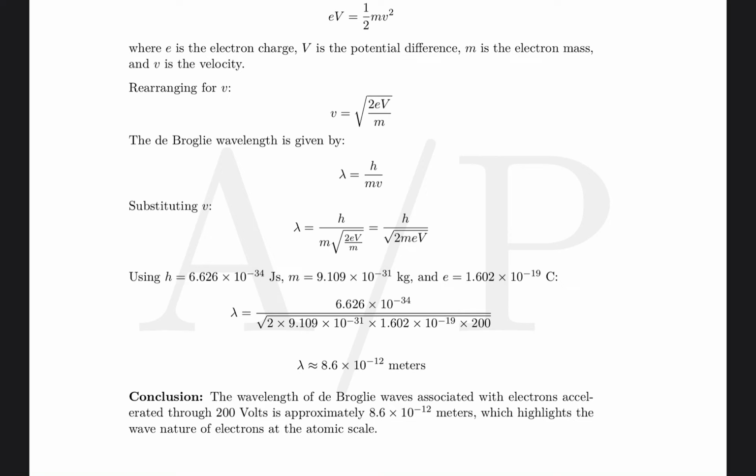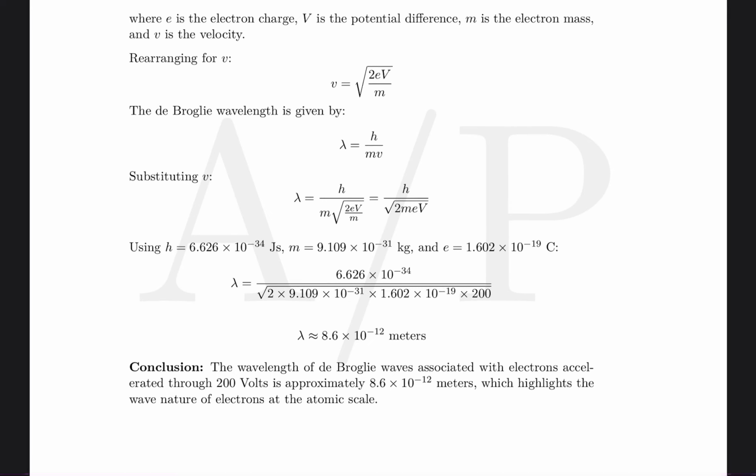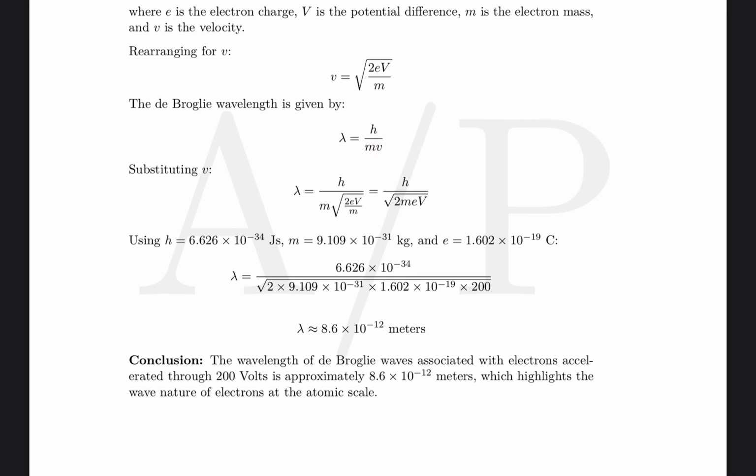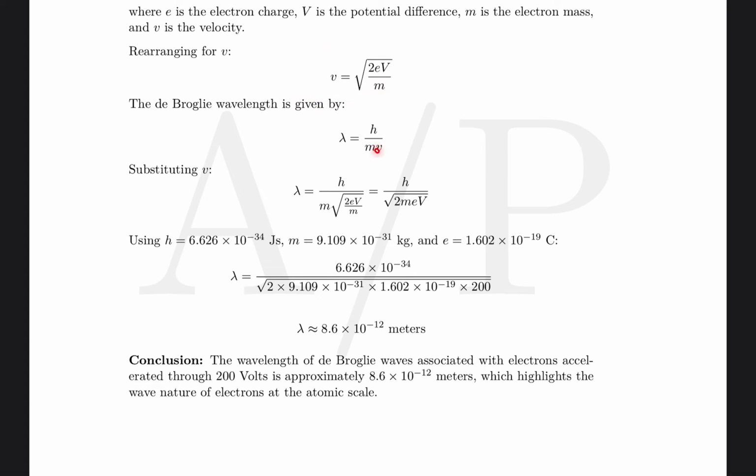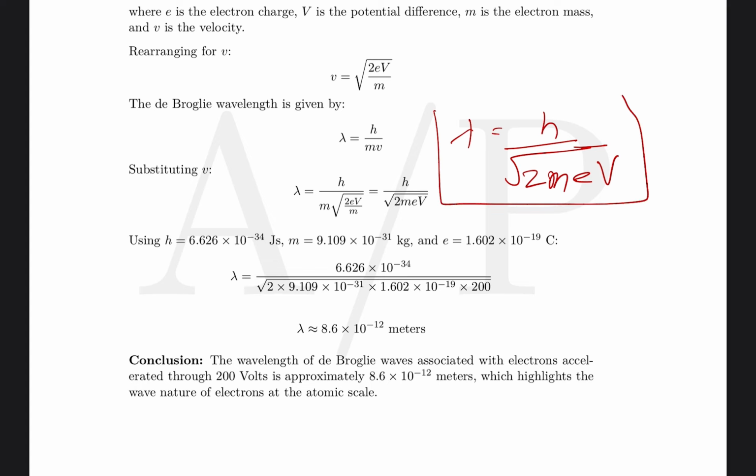Now lambda, we know from the concept of de Broglie waves, is equal to h over mv. Now we'll replace this velocity v from equation A, if I state it. So we replace v in the de Broglie expression: lambda is equal to h over m into square root of 2eV over m. So the final expression which we get is lambda is equal to h over under root 2meV. This is the final expression that we're getting.